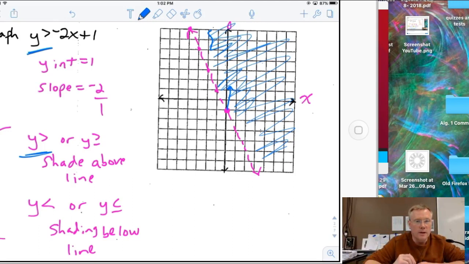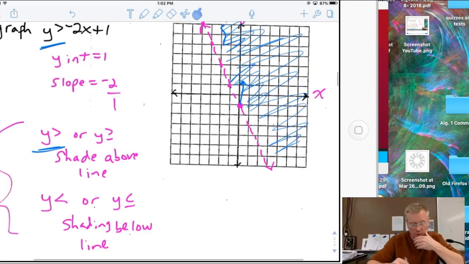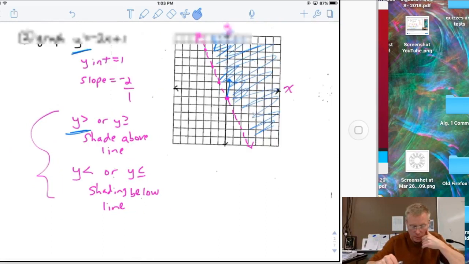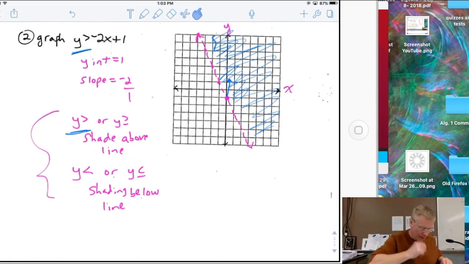And there it is. Okay, and that's what you get. All right, now you could also have done the test point. If you had plugged it in, you would have also found out that you could shade that side of the line. Okay, so that was number 2.